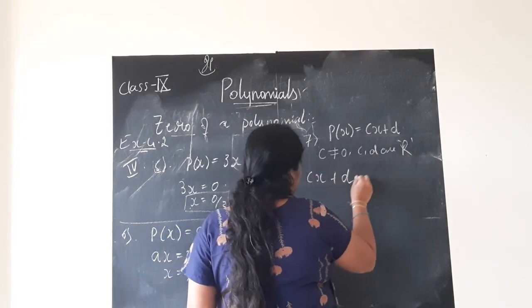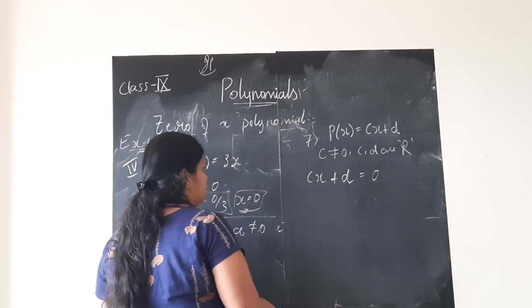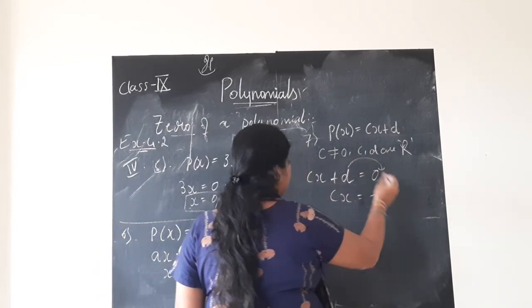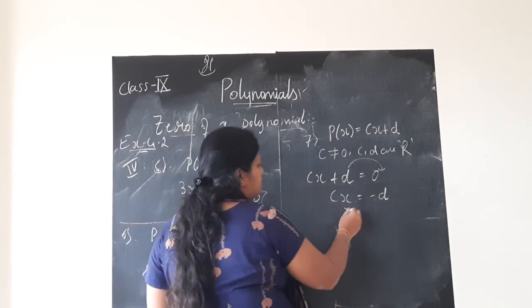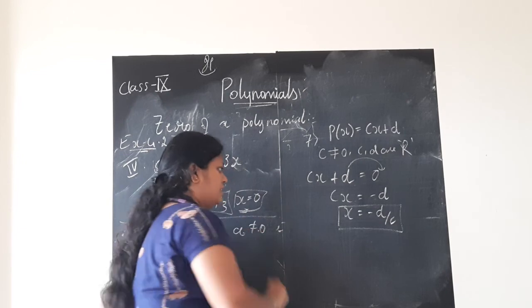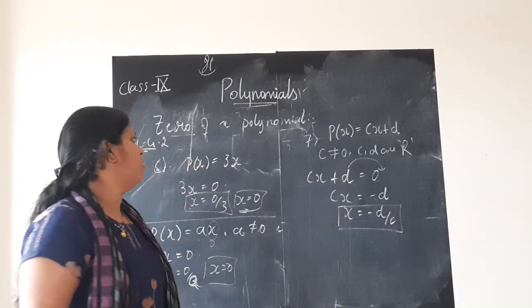cx plus d is equal to 0 is our work. So cx will be plus d. If you send to the other side, it becomes minus d. Multiplication is there. So x is minus d divided by c is the 0 of a polynomial.